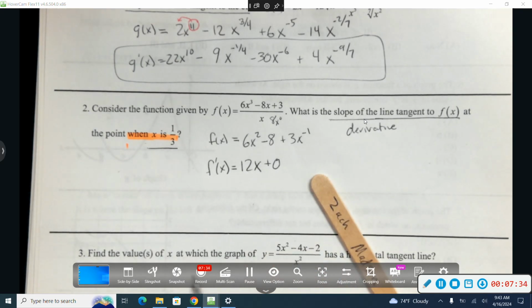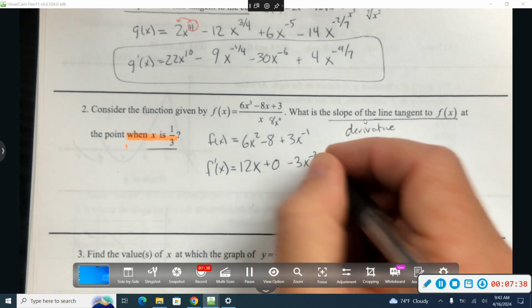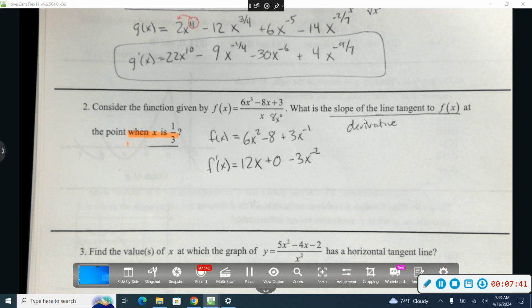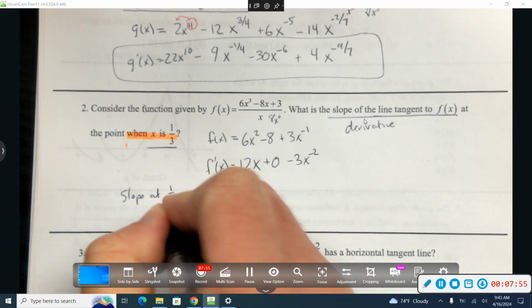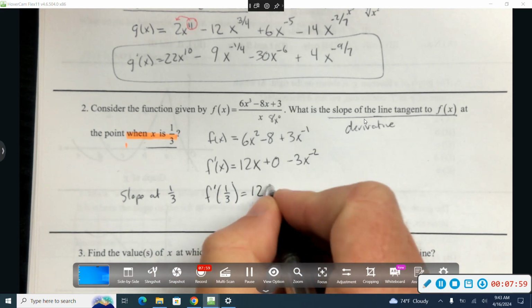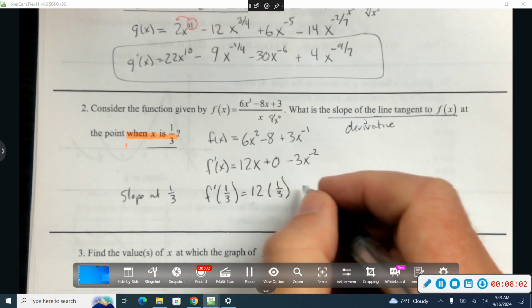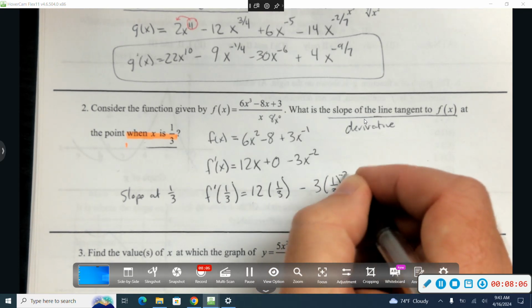Zach, how about the last one? Very nice. Okay, but we're not done with this, because it says, what is the slope when x is 1/3? So let's plug in 1/3. So the slope at 1/3 means f prime, plug in 1/3. So 12 times 1/3 minus 3 times 1/3 to the negative 2.